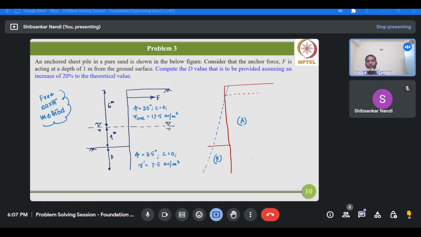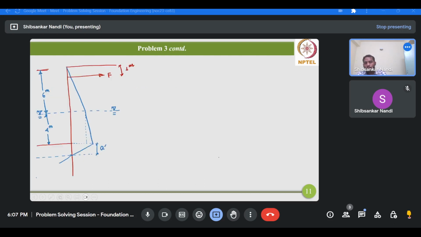So the right hand portion will be entirely under active, and the left hand side will be entirely under passive. Therefore this distribution will not switch again. It will basically keep on increasing, so this value will keep on increasing on the left portion itself. So this will be the net earth pressure diagram.